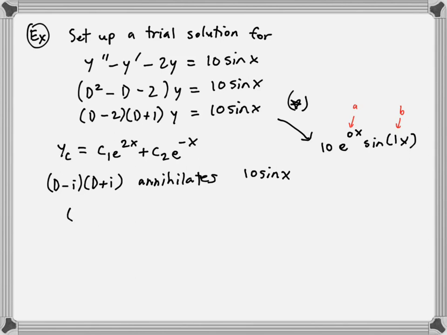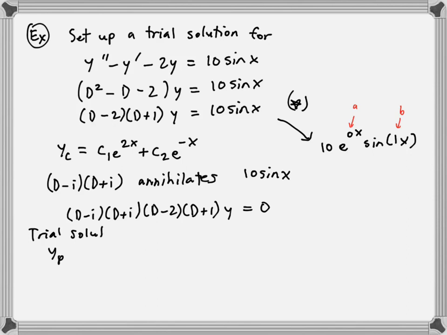So what we end up with now, if we apply the annihilator to the entire differential equation, is D minus i times D plus i times D minus 2 times D plus 1 of y is equal to 0. So what is our trial solution going to be?